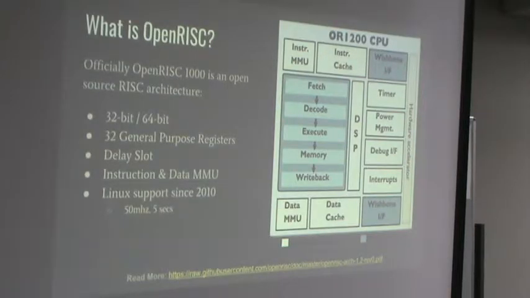Now, OpenRISC is an architecture that was developed around 2000. It has a 32-bit CPU. There's also a 64-bit spec, but it's not really implemented. So I'll just say it's 32-bit. It has 32 general purpose registers. The main implementations have a delay slot, which I won't go into details on. We have an MMU, and it's been in the Linux kernel since 2010. And it's kind of nice, you can boot it up on FPGA at 50 megahertz, it boots in around 5 seconds. And if you want to see more detail, there's a link to the spec on the whole architecture there.